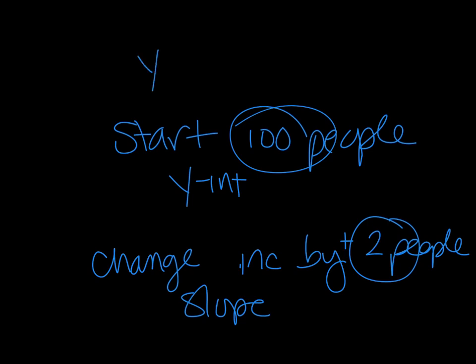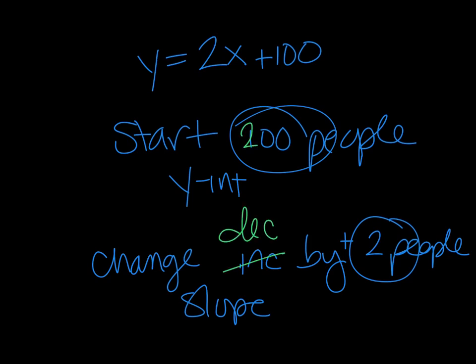So then your equation is going to be y equals, your slope was 2 people, so 2x, plus you start with 100. Let's say I change it. Let's say you started with 200 people, but instead of increasing, you decreased by 2 people. Well, then you're going down, so you need that to be negative. And you started at 200, so this needs to be a 200. So that would be your equation for that one. So just think about where you're starting and how it is changing, and that's going to be your slope.